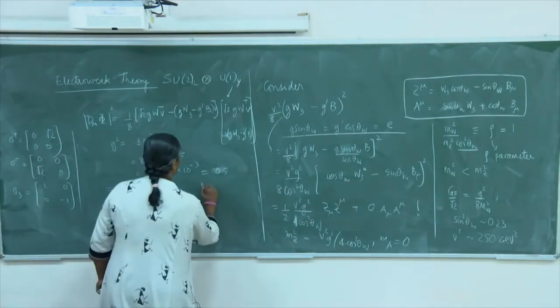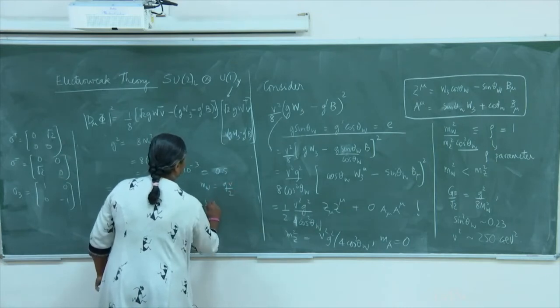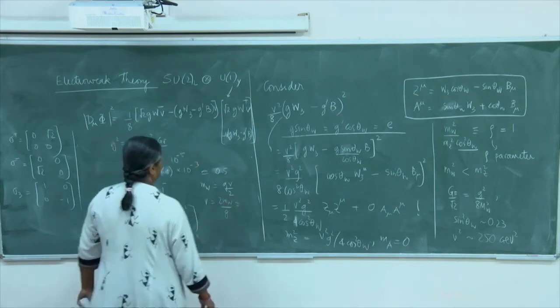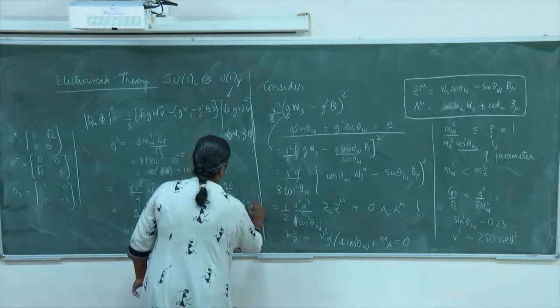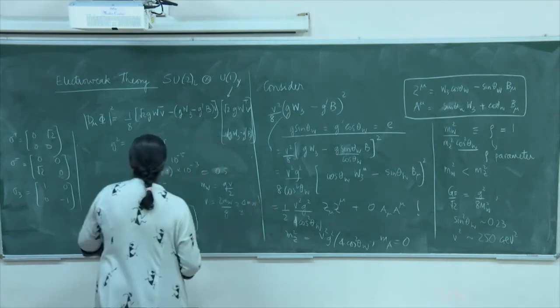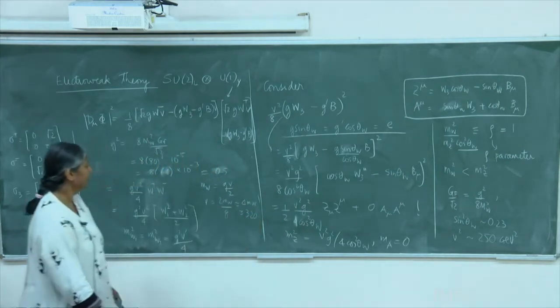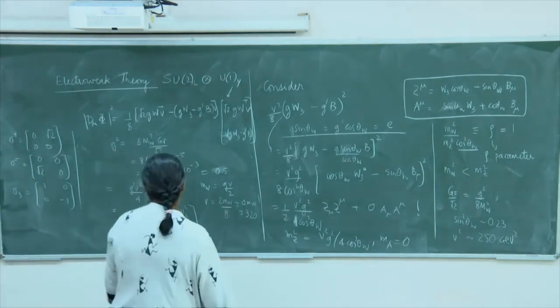So m_W is equal to gv by 2. So v is equal to 2 m_W by g, that is about 4 m_W. So 8 4s are 32. Okay, I am just doing round numbers here. So basically you get the order of magnitude.